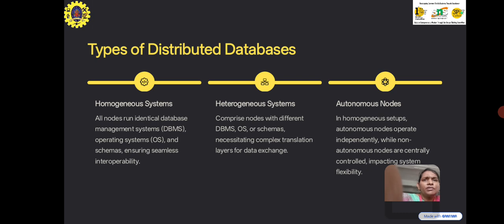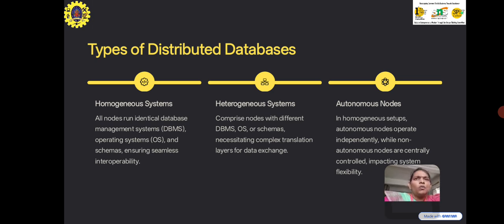Next, let us see the types and benefits. There are two main types: homogeneous and heterogeneous. In a homogeneous system, all the nodes use the same database management system and operating system, which is easy to manage. Heterogeneous has different database management systems and operating systems across the nodes, and it is more flexible but harder to manage.